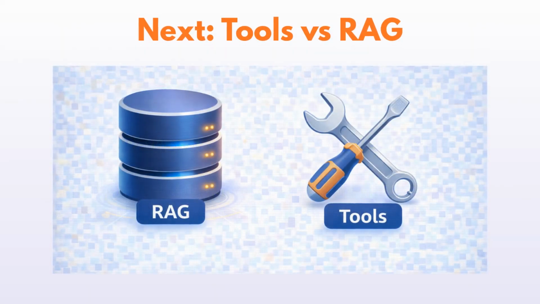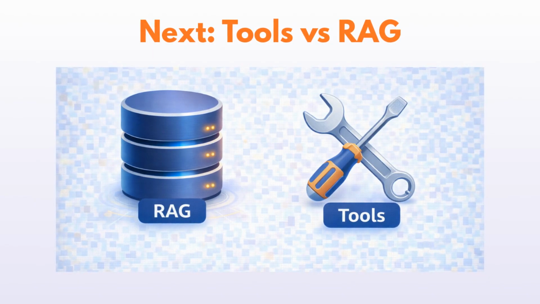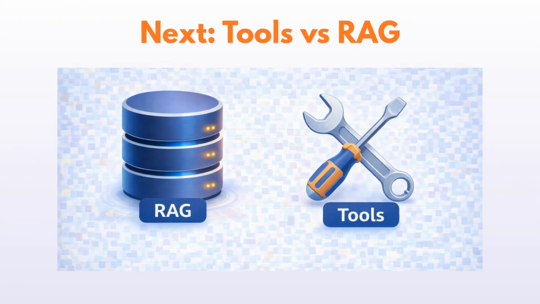But retrieval is only one way to extend what language models can do. Another approach is giving the model access to tools and APIs. In the next episode, we'll explore the difference between retrieval-augmented generation systems and tool-using AI systems, and when each approach makes sense.